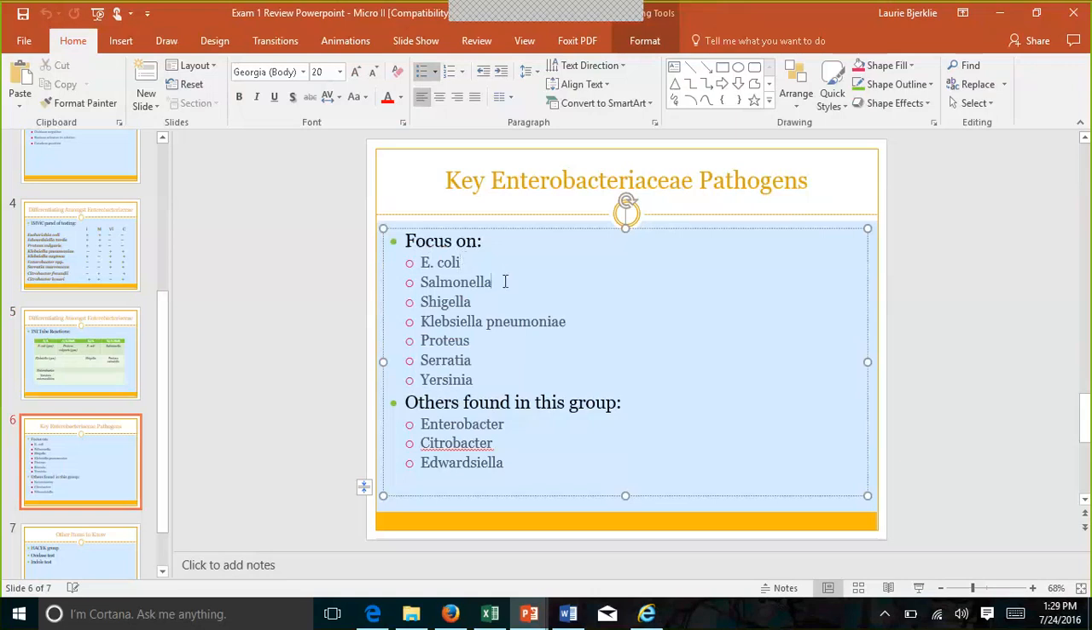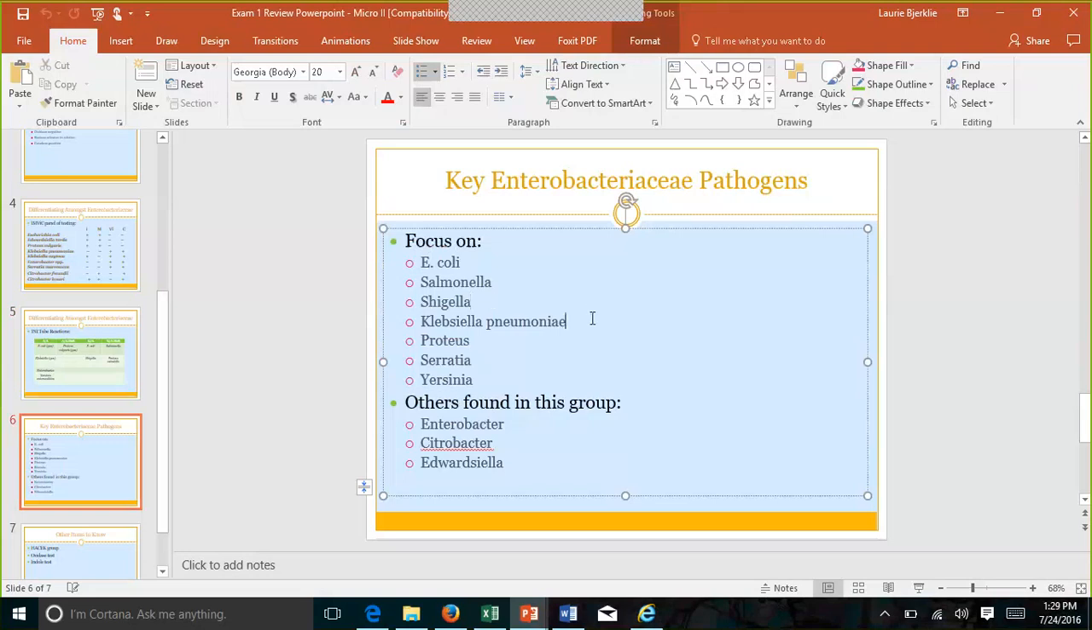With Salmonella, that's a good food poisoning one. There's a couple different types of Salmonella. And again, Salmonella is an H2S producer. Shigella has different types as well. The big thing with Shigella is that it has a capsule, so a lot of times you have to heat it up to get through that capsule to test it. So keep that in mind, heating it up.